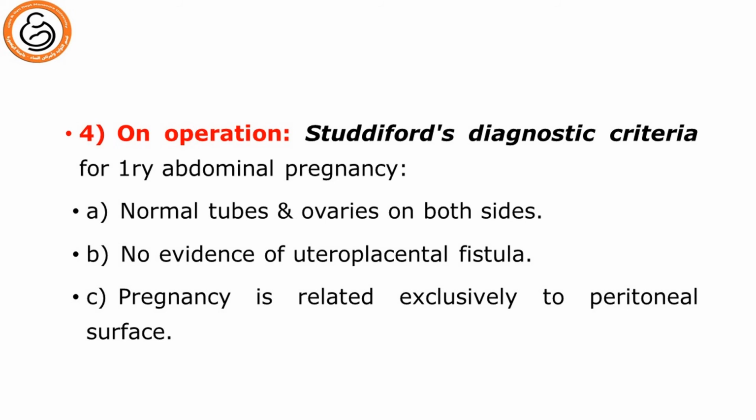On operation, we should find what's called Studdiford's diagnostic criteria for abdominal ectopic pregnancy, for the primary abdominal ectopic pregnancy. Normal tubes and ovaries on both sides, excluding that the pregnancy starts in the tube or ovary and then gets dislodged and attached to the abdominal organs. No evidence of retroplacental fistula. Pregnancy is related exclusively to the peritoneal surface.